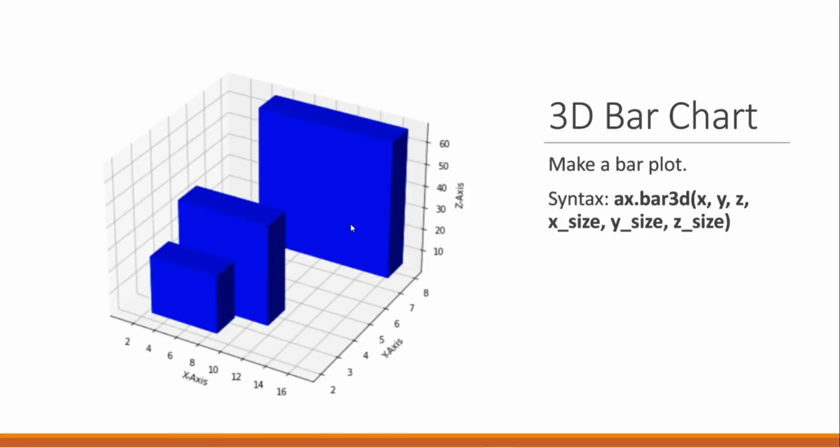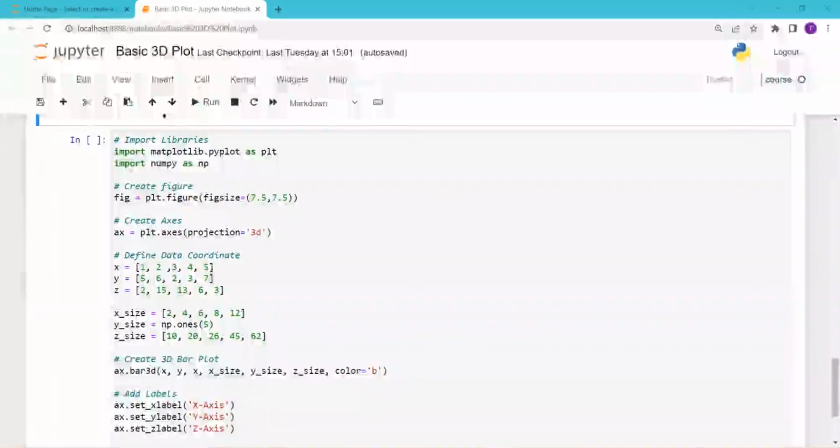Now we will learn to create the 3D bar chart. For this we use the ax.bar3d function and we pass the parameters x, y and z, and x_size, y_size and z_size also. Now we will see an example to learn to create a 3D bar chart. So let's see an example first. Here is the code.